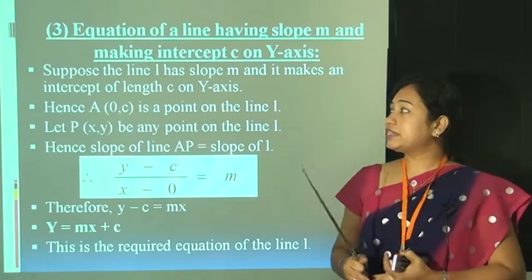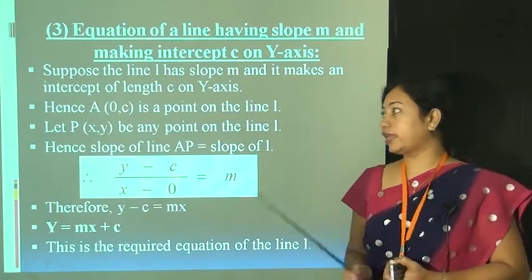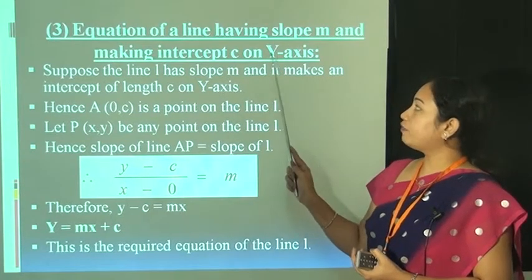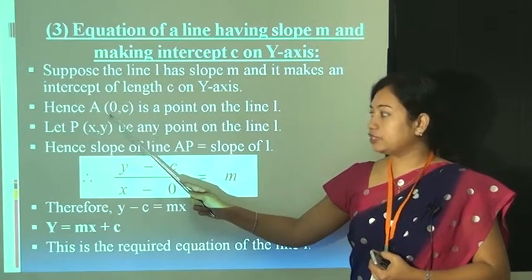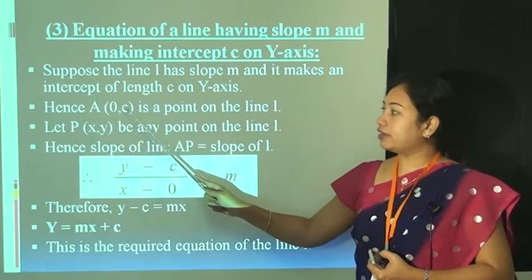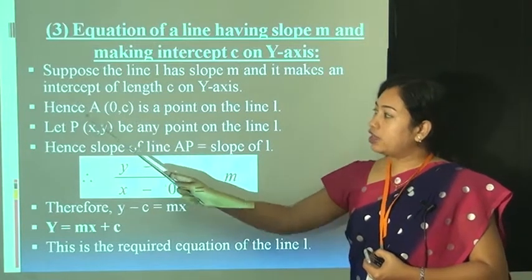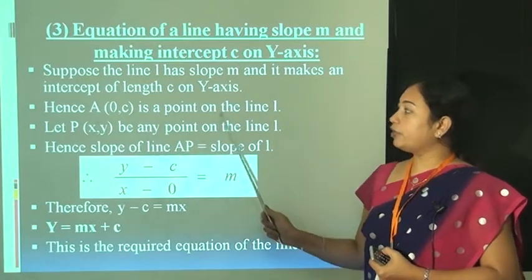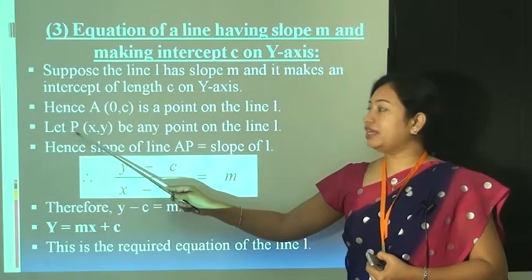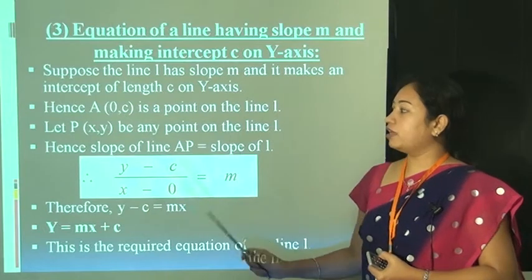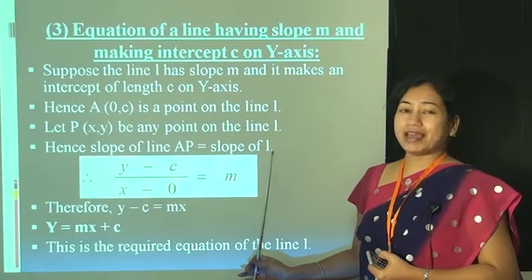If it is an intercept on the y-axis, then we put the x coordinate equal to 0. And if it makes an intercept on the x-axis, then we have to take its y coordinate as 0. Here it makes the intercept on the y-axis, that's why we took the x coordinate of A as 0. Hence A(0, c), and the length of the intercept is c, is a point on the line L. And let's take another arbitrary point P x, y on the same line. That's why the slope of line AP is equal to the slope of line L.